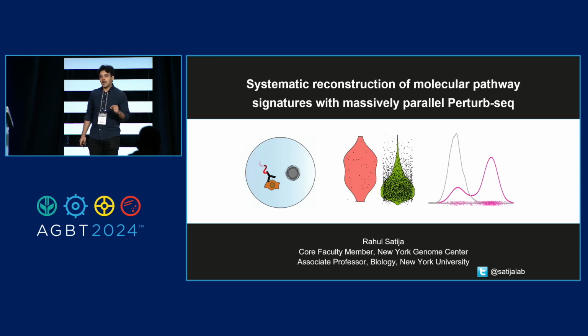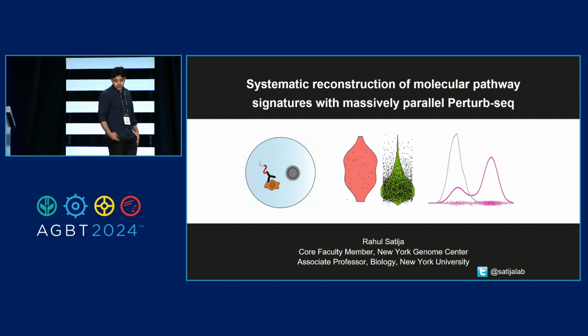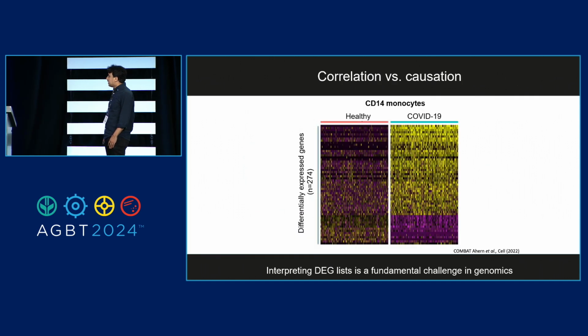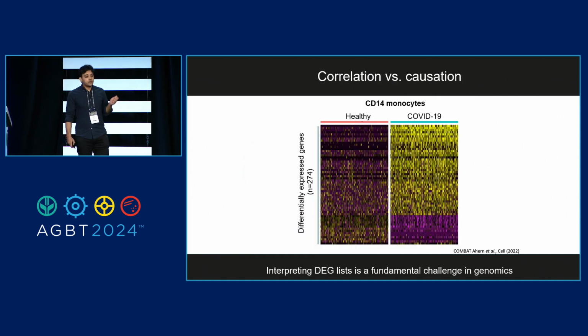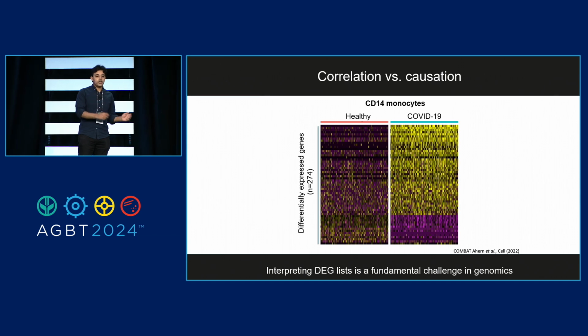Today is the first time in my career that I will present sequencing data that isn't from Illumina. I reached out to the Ultima team a few years ago because I really thought that maybe their technology could help us address some really fundamental questions in genomics, and that's what I'm going to tell you about today. I think one of the fundamental questions in genomics is how we move from correlation to causation.